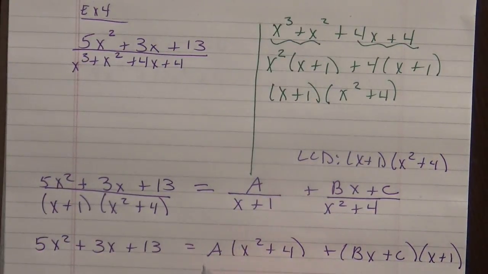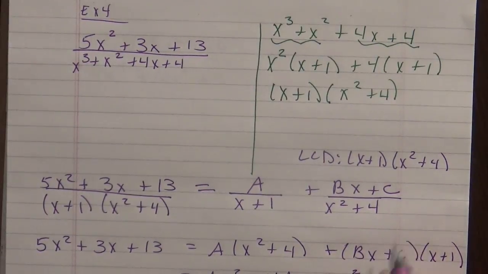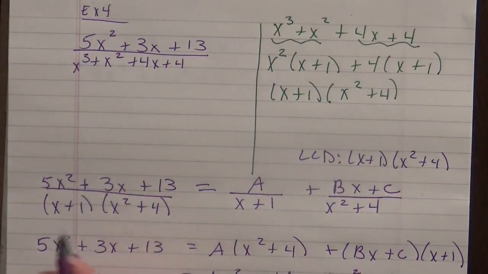Let's distribute on the right. We have ax squared plus 4a plus bx, so we distributed the ax squared plus 4a. Now we're going to FOIL the 2 binomials over here. So bx times x will give us a bx squared plus bx plus cx plus c, just foiling the 2 binomials. We'll just bring the left side down.